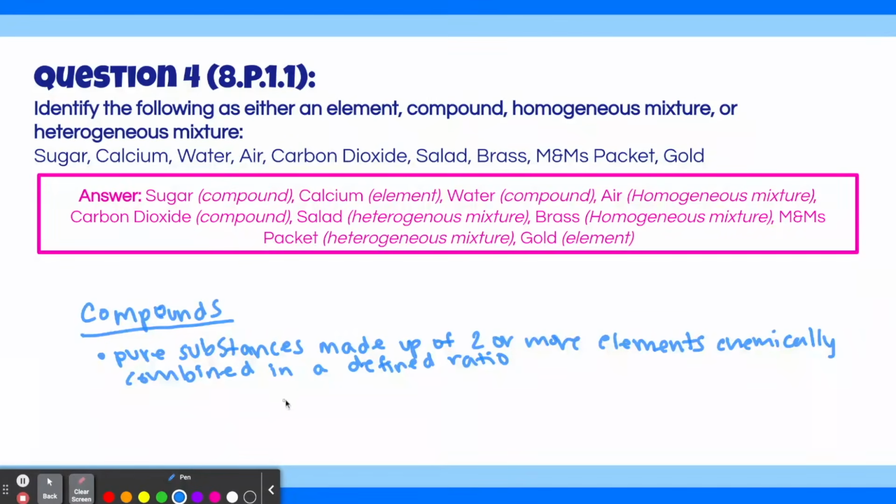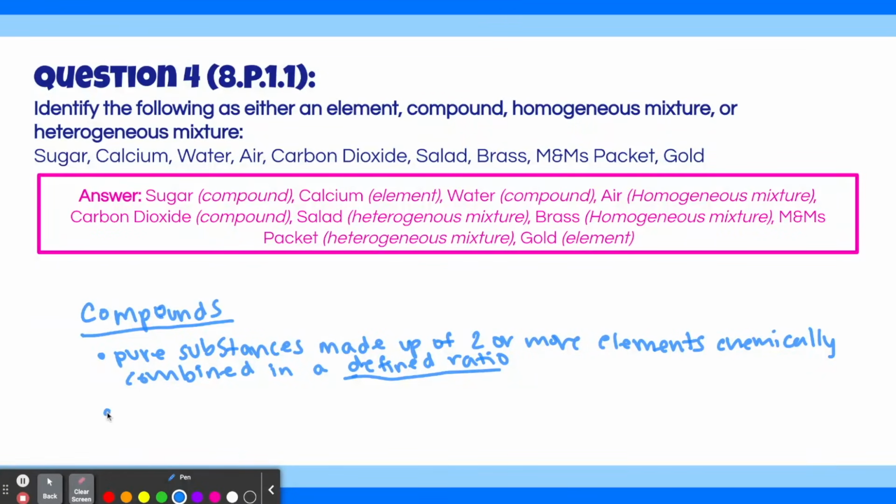Ratio. So compounds do not have the same properties as the elements that make them up. Once 2 or more elements combine to make a compound, that compound is its own substance. It does not have the properties of the elements that make it up. Compounds have chemical formulas to show how many atoms of each element are in one molecule of the compound. So that's what we mean here by the defined ratio. In every molecule of the same compound, there will be the same number of atoms of each element.